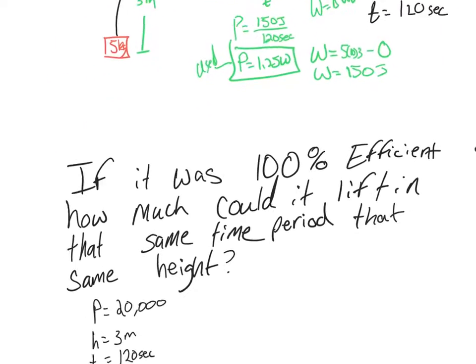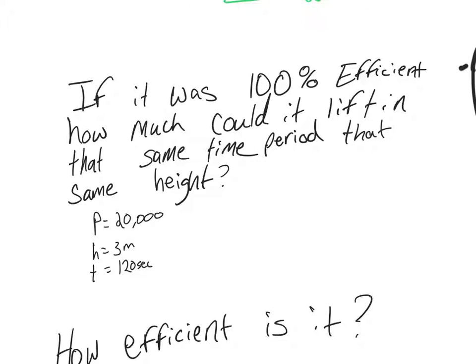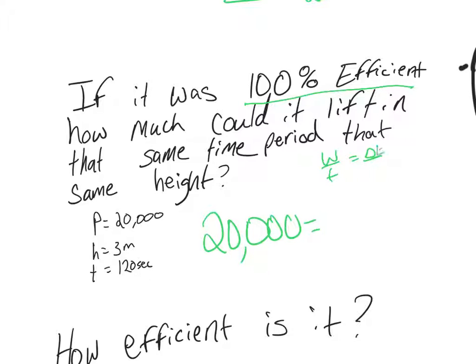Let's take a look at another one. This is just continuing on. If it was 100% efficient, how much could it lift in that same time period, that same height? So on this one, what we're going to do is we are going to have 20,000 for the power, and we are going to use this one this time because we're going to say it's 100% efficient. So 20,000 watts equals, well, what does it equal? So it equals the work over time, but we just said that was the change in energy over time, and over there we said the gravitational potential energy final minus the gravitational potential energy initial over time.